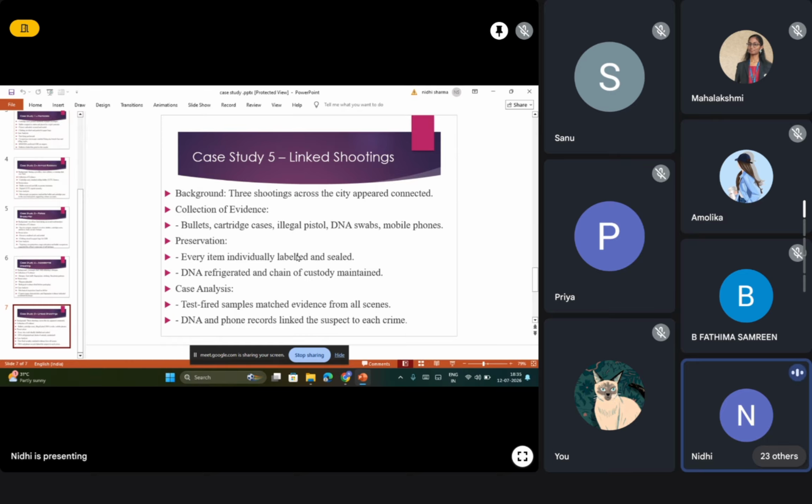So now that person did criminal conspiracy. Do you all know what conspiracy is? Are you guys aware of conspiracy? Supari dena.